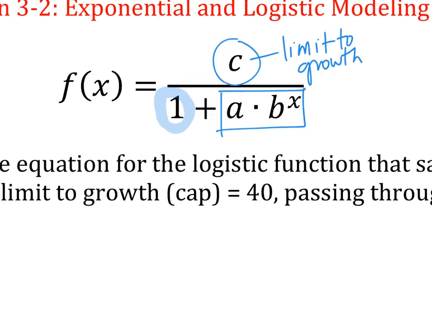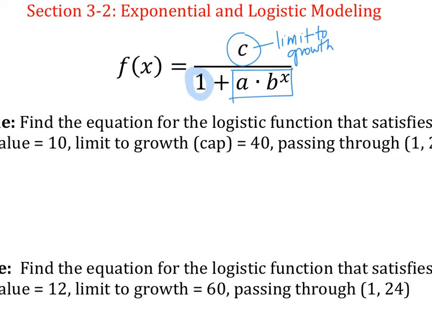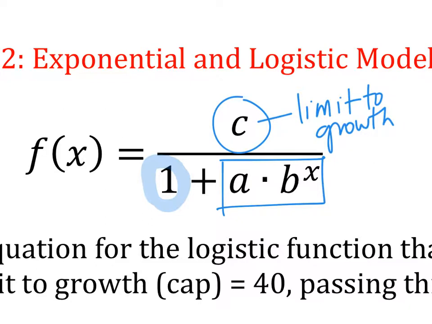All right, let's look at this question. Find the equation for the logistic function that satisfies initial value of 10, limit to growth, which is the cap, is 40, passes through 1 and 20. If you look at this equation right now, how many coefficients, or how many things, do you need to solve for in order to have a complete equation? How many unknowns are in this equation?